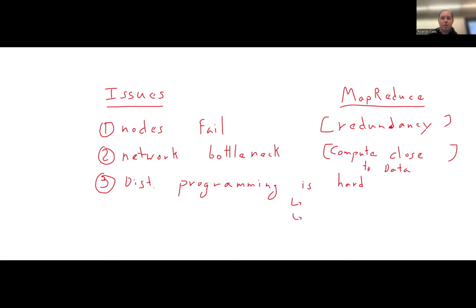I'll demonstrate this, but it's going to be the mapper and the reducer. Okay, so that's it. I mean, that's the essential idea.